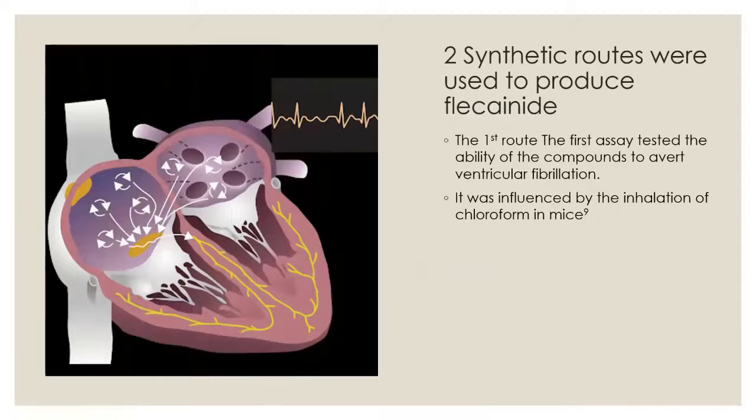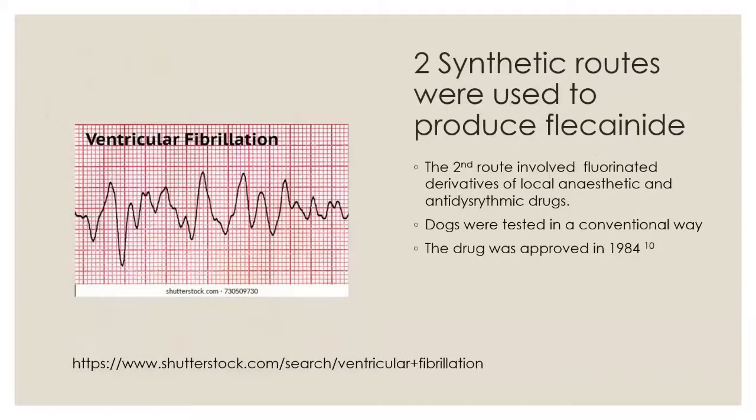Now, 2 synthetic routes were used to produce flecainide. The first assay tested the ability of the compounds to avert ventricular fibrillation. The second route involved the same compounds, which are fluorinated derivatives of local anesthetic and antidysrhythmic drugs. It involved testing dogs in a conventional way. Now, flecainide was approved in 1984.